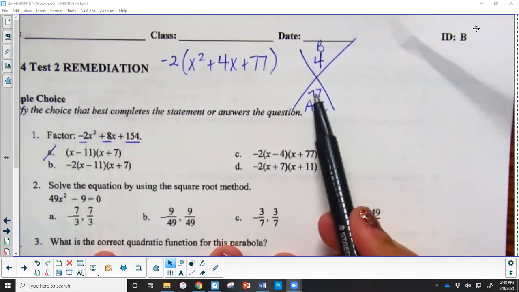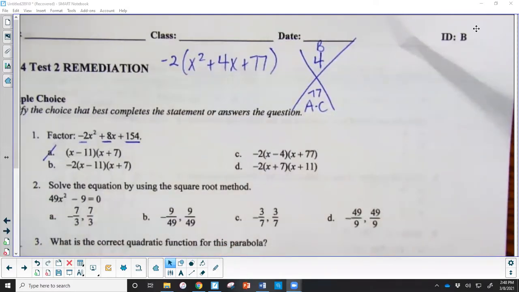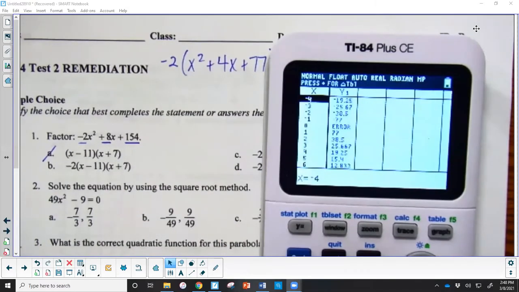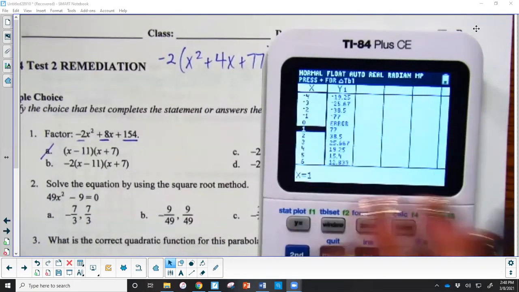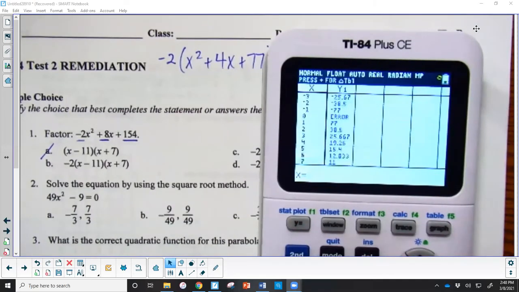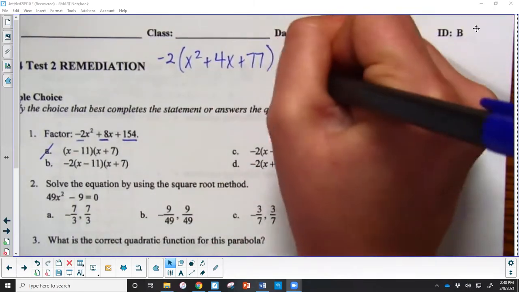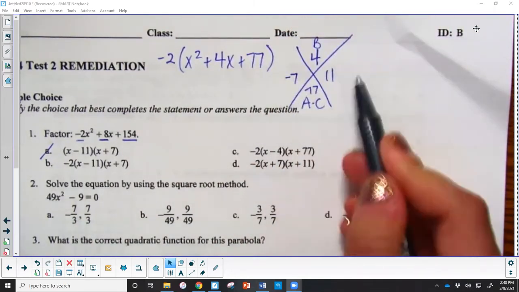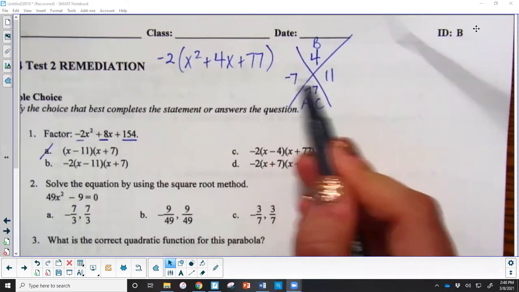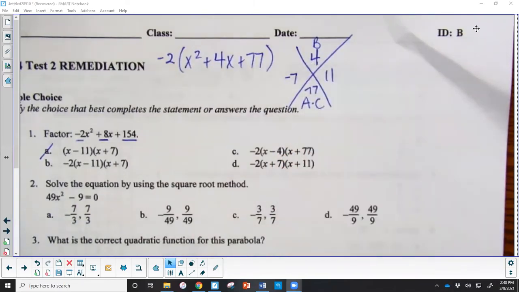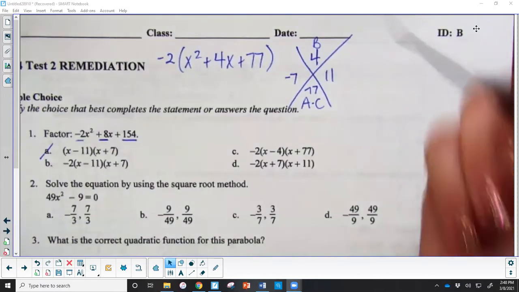Now, I need two factors of 77 that are going to add to give me 4. So I'm going to go to my calculator, and I'm going to look across. I'm going to look in the positives first. See if there's anything. Ooh, I have 7 and 11. And if I add those together, I'm going to get 18. So I know one of those has to be negative. So I'm going to have a negative 7 and 11. If I add these two together, it's going to give me 4. If I tried to put the negative with the 11, that would have given me negative 4, and that's not going to work.